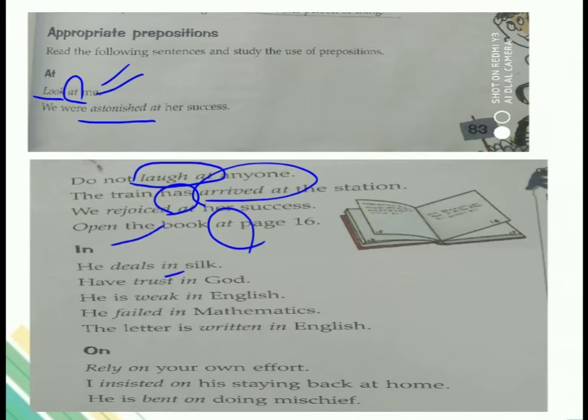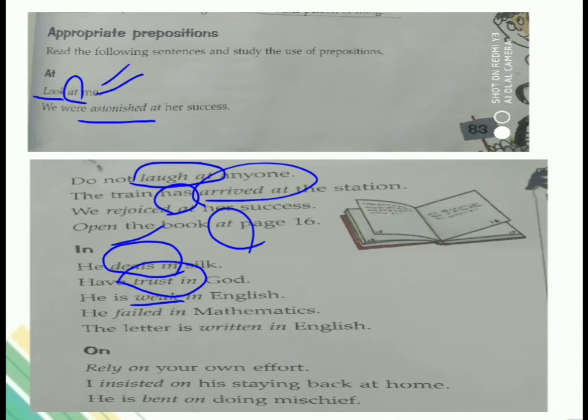He deals in silk. Dealing in something. What's the job that he is into? That is, he is into silk, right? So he deals in silk. That is why dealing means his business is of silk. So deal in, this is the preposition that comes with deal. Have trust in God. We mostly say have trust on God, right? That is wrong. With trust, the preposition we use is in. Clear? He is weak in English. He is weak in English, that we know. With weak, in is the preposition that we take.